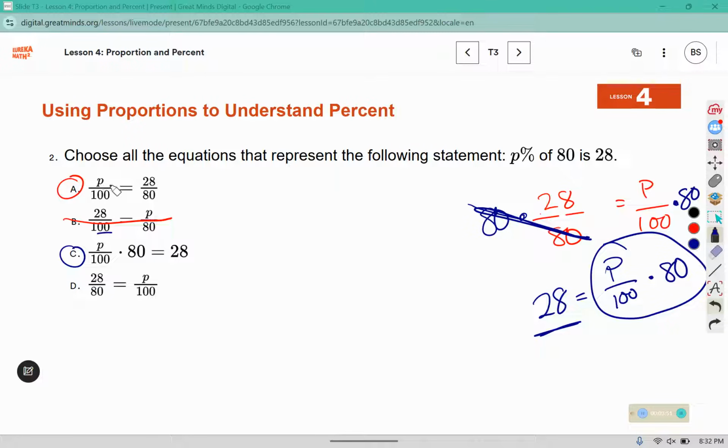And D is the same as A. They've just replaced this side of the equation to the right, and this side of the equation to the left. So that one is also correct.